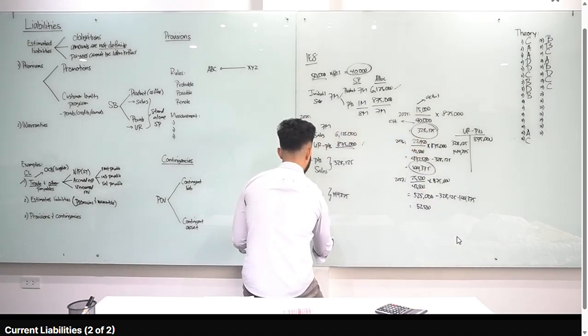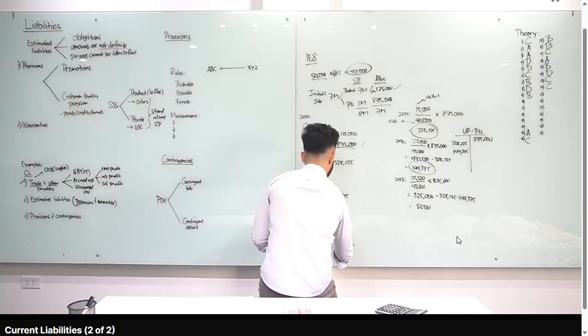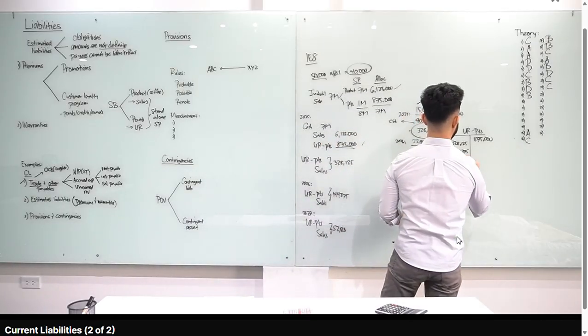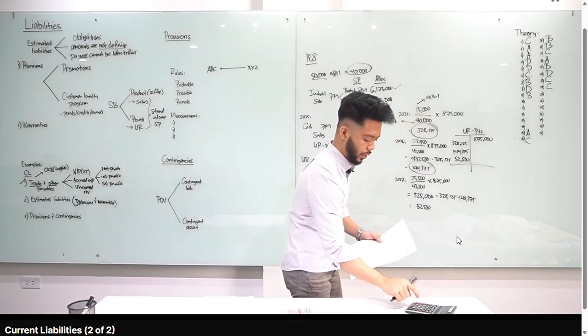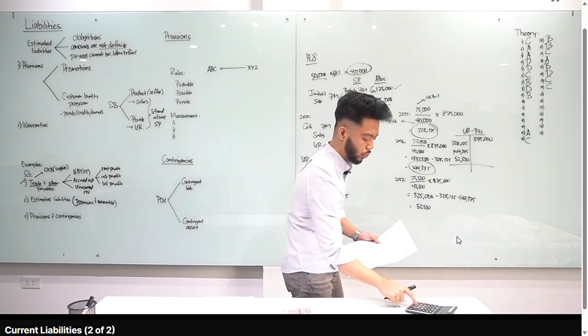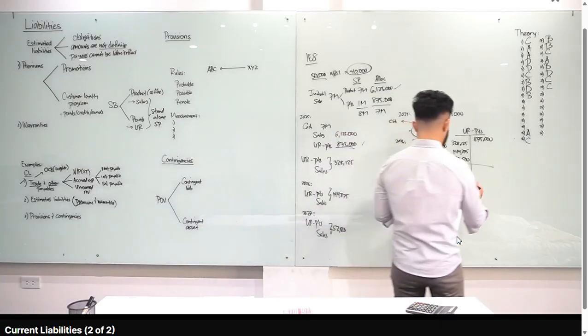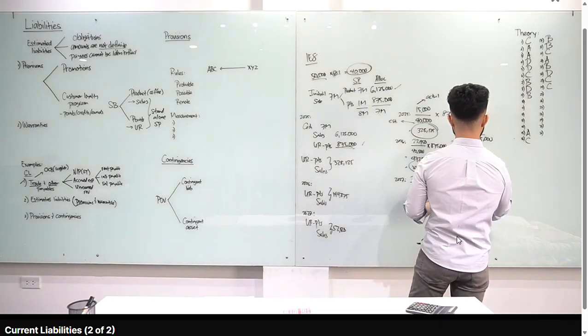Our entry in 2027: debit unearned revenue, points; credit sales, 52,500. Now update our T-account, 52,500. Let's compute the ending balance: 875,000 minus 328,125 minus 144,375 minus 52,500, you get 350,000. That is the last given year.